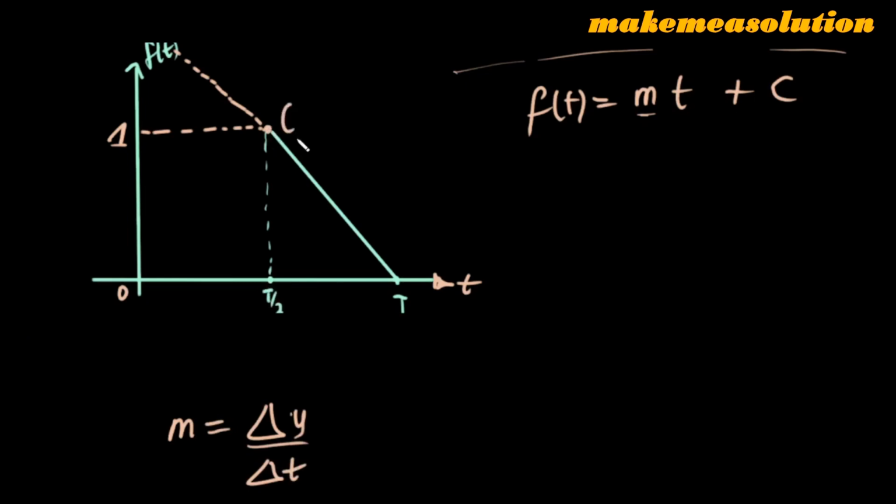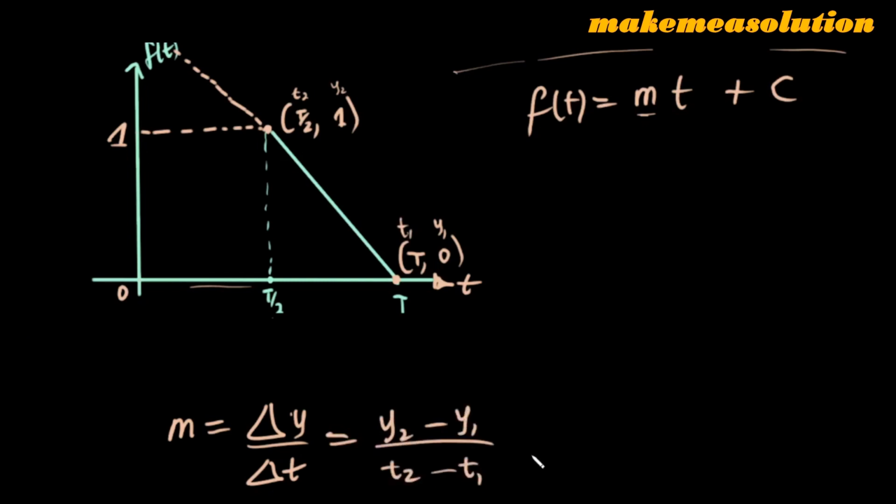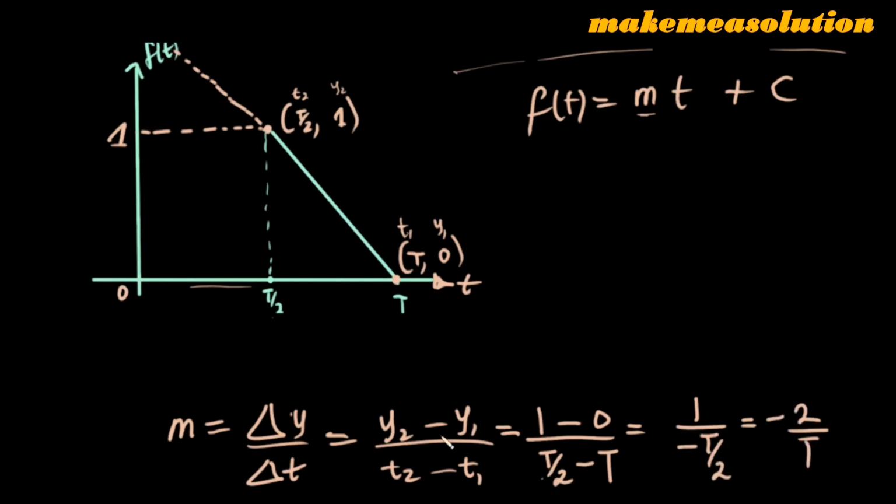I can define the coordinates of this point as when t is T over 2, my f of t is 1. I can define the coordinates of this point as when t is T, then y maps us back to 0. So we have 2 points. You call this your y2 and t2, and you call this your y1 and t1. So you have y2 minus y1 all over t2 minus t1. So y2 minus y1 is 1 minus 0, all over t2 minus t1, which is T over 2 minus T. When you solve this, you get 1 minus 0 as 1, and T over 2 minus T will give you minus T over 2. Then if you resolve this, you get minus 2 all over T as the value of your slope.